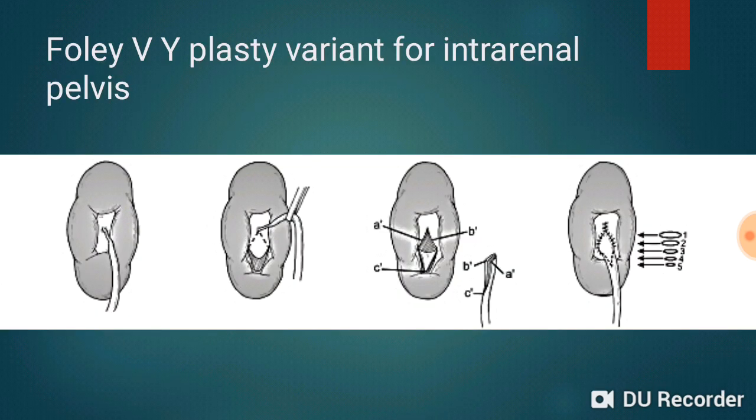Next is a variant of Foley's VY plasty in case of an intrarenal pelvis, where we put a V incision, we open it up, and we suture the ureter into this diamond shaped opening after spatulating and making the ureter into a diamond shaped opening.